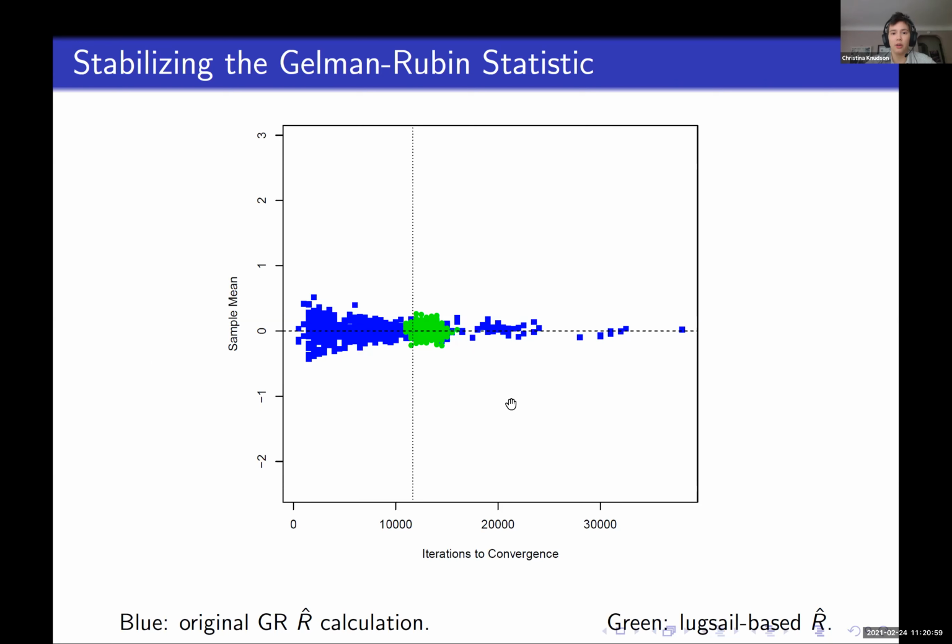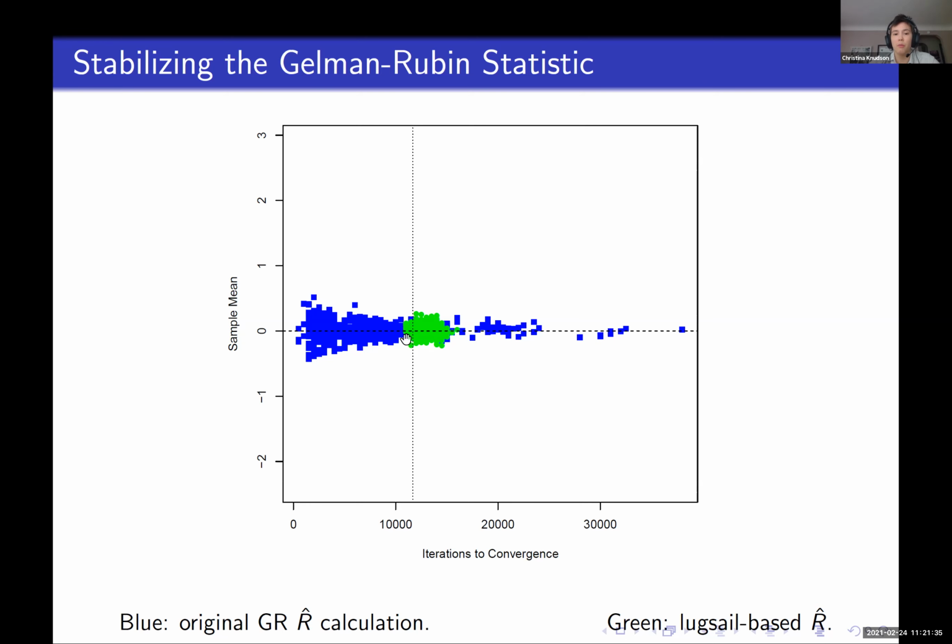Okay, and here we have the results. Down on the x-axis, we have the number of iterations until the chains converged. We can see that some chains converged after 10,000 steps, some chains converged after 30,000 steps. And then up on the y-axis, we have the sample mean at the time of convergence, so at the time of the simulation being terminated. The blue dots represent the sets of chains that were terminated according to the original Gelman-Rubin diagnostic.